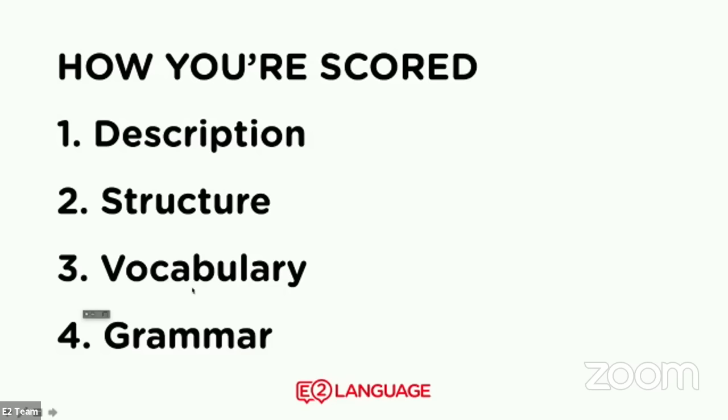Well, we learned that you're scored on 4 things. You're scored on the quality of your description, whether you actually described all those features of the graphs. You're scored on the structure, whether you had a summary, a description, and compared the data and how well you sequenced this. You're scored on your vocabulary in terms of its precision. And finally, what we looked at in this one was grammar. So how accurate your grammar was.